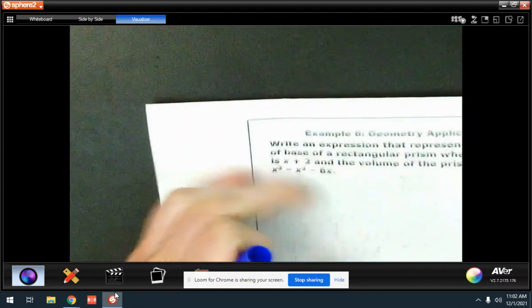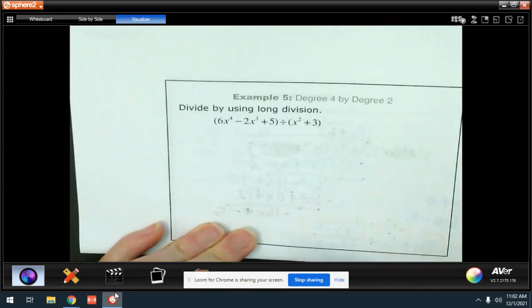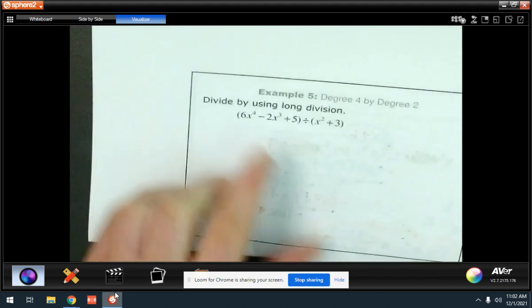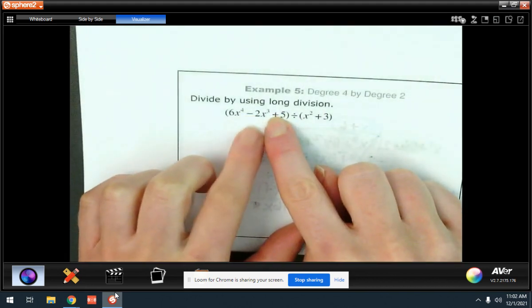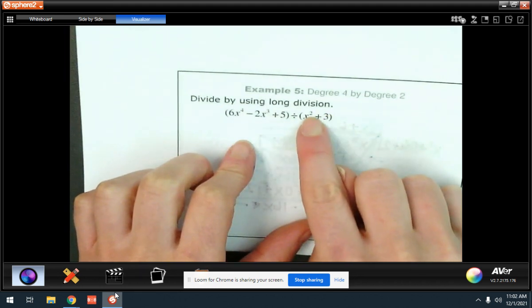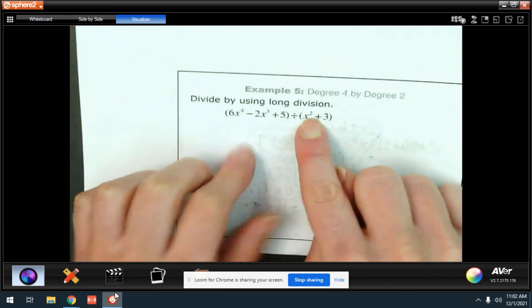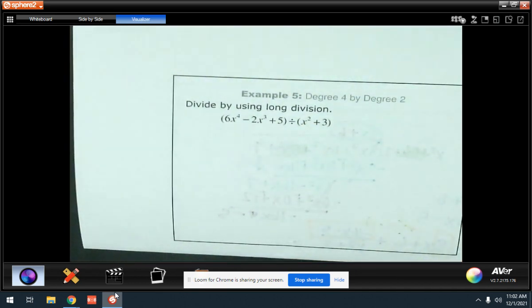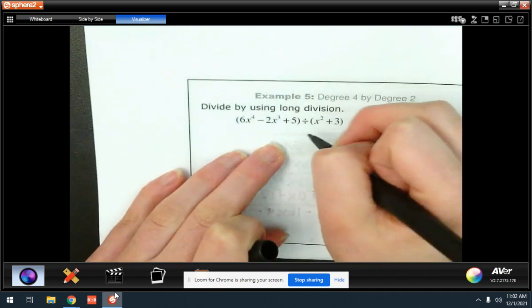All right, we're going to do this example 5, and then don't worry about the geometry application. It's an easy example, but I'd rather us move on. Okay, so degree 4 by degree 2. We're going to have lots of placeholders. We're missing the x squared term in the dividend, and we're missing the x term in the divisor. Okay, and so for our setup, we've got to fill those in.